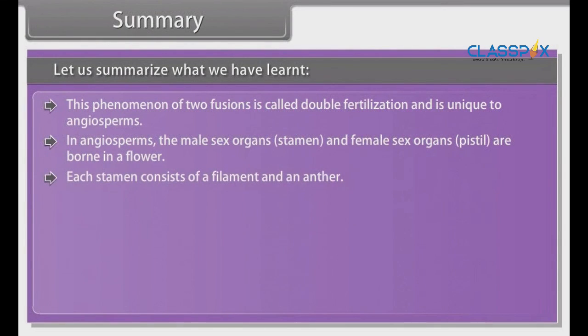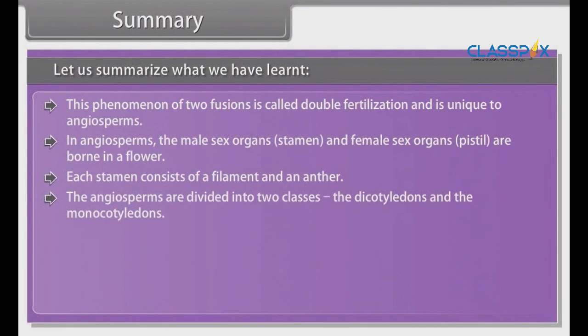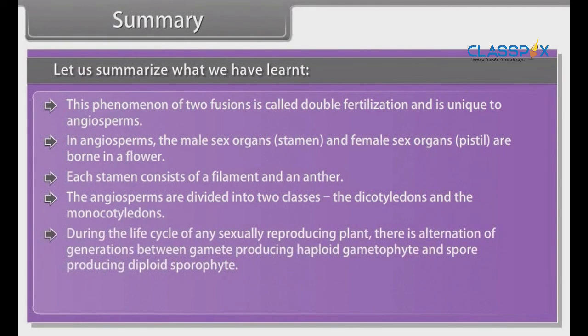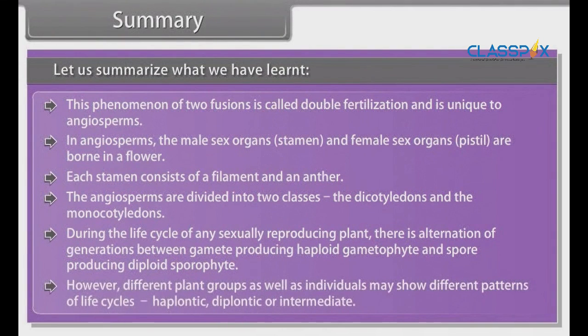Each stamen consists of a filament and an anther. The angiosperms are divided into two classes, the dicotyledons and the monocotyledons. During the life cycle of any sexually reproducing plant, there is alternation of generations between gamete-producing haploid gametophyte and spore-producing diploid sporophyte. However, different plant groups as well as individuals may show different patterns of life cycles: haplontic, diplontic or intermediate.